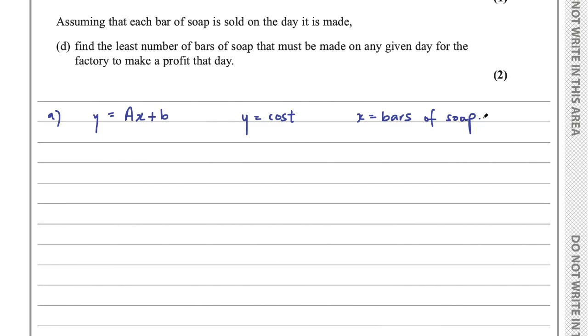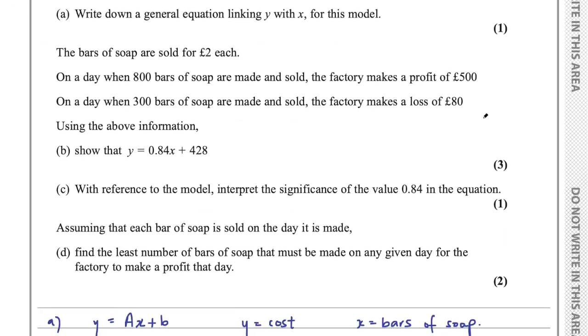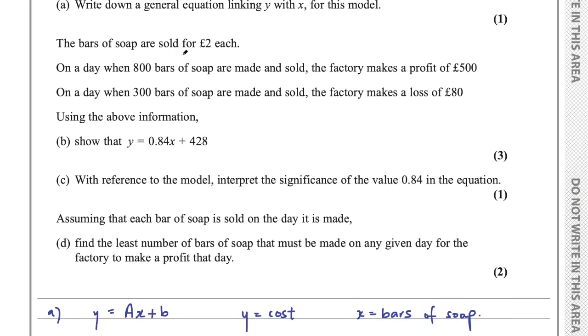Okay, so that was part A. Part B says the bars of soap are sold for £2 each. On a day when 800 bars of soap are made and sold, the factory makes a profit of £500. On a day when 300 bars of soap are made and sold, the factory makes a loss of £80. Using the above information, part B says show that y equals 0.84x plus 428.